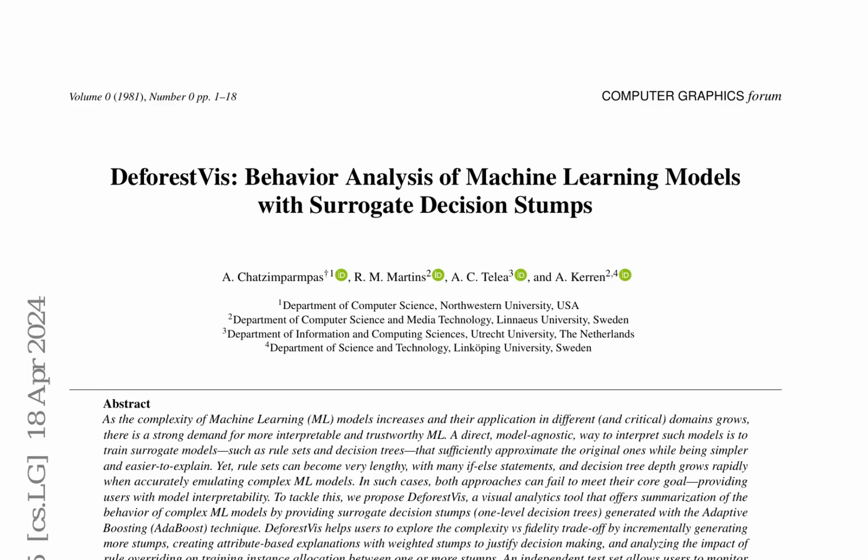These visualizations are interactive, enabling users to select specific nodes or features to gain deeper insights into the model's decision-making process. In addition to its visualization capabilities, DeforestVis also includes a range of analysis tools, such as feature importance scores and partial dependence plots. These tools help users understand how different features contribute to the model's predictions and how changes in these features affect the output.